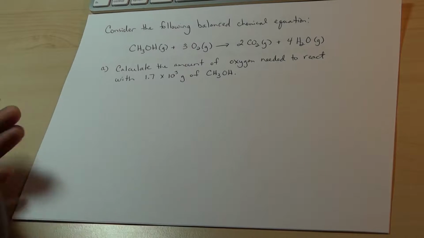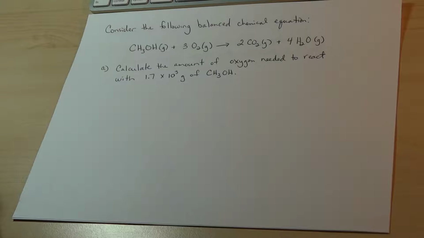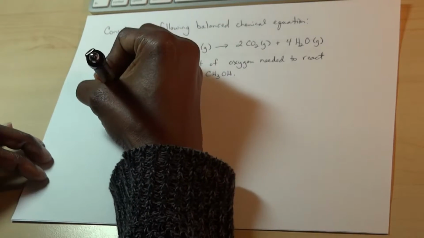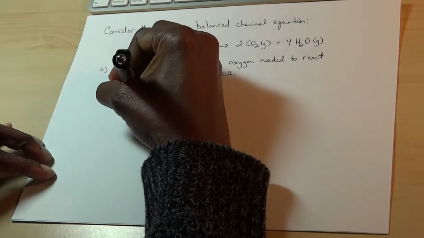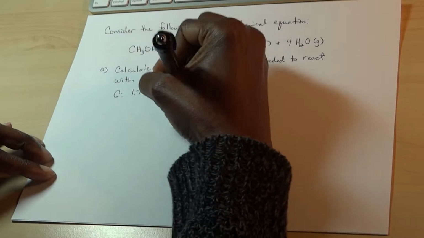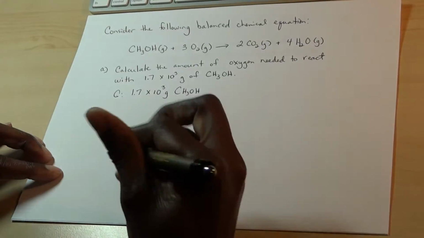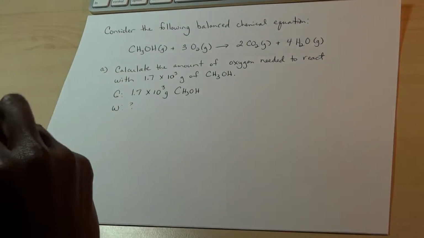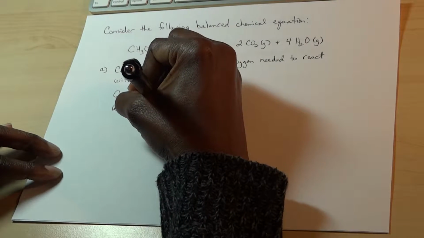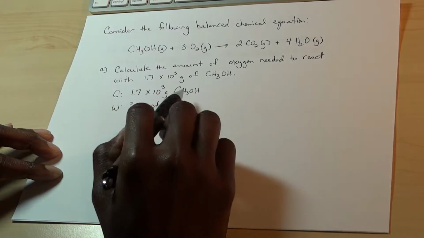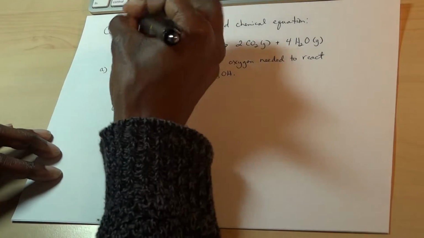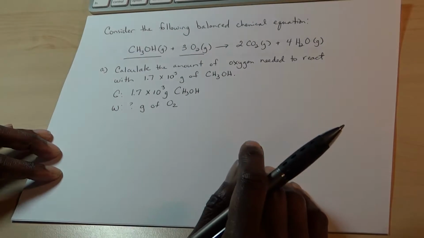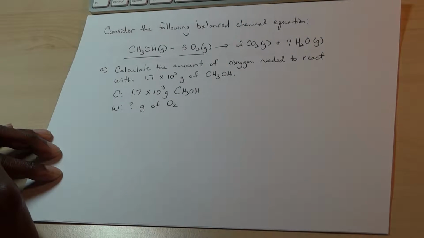So this first question says we want to calculate the amount of oxygen needed to react with 1.7 times 10 to the third grams of methanol. Okay, so we're given 1.7 times 10 to the third grams of methanol, and we want grams of oxygen. So we're only looking at two things here: methanol and oxygen. That's all we care about, so we're going to ignore the carbon dioxide and the water.